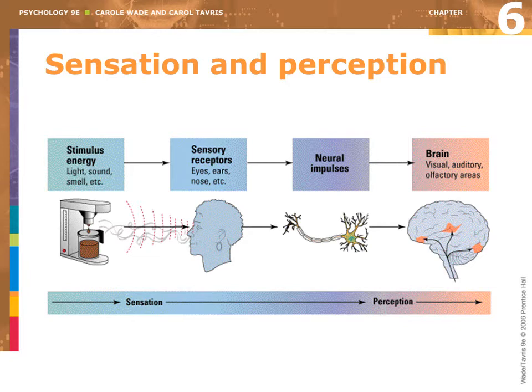Okay, it might be a good idea to draw this image down in your notes, maybe pause it, in the process of sensation and perception, and maybe some of those important terms like stimulus, receptors, transduction with the neural impulses.